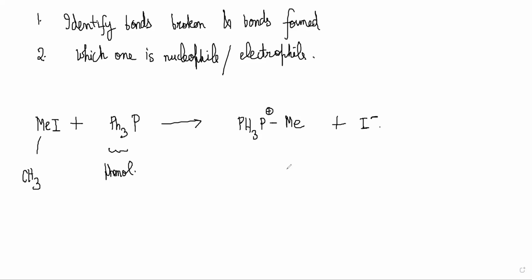So let's think about what should happen in this reaction. We know that this is a single bond between a carbon and an electronegative atom. So here there is a sigma bond with a carbon and an electronegative atom. So the carbon is slightly positive, so it will be an electrophile. Carbon is an electrophile here because it is slightly positive.